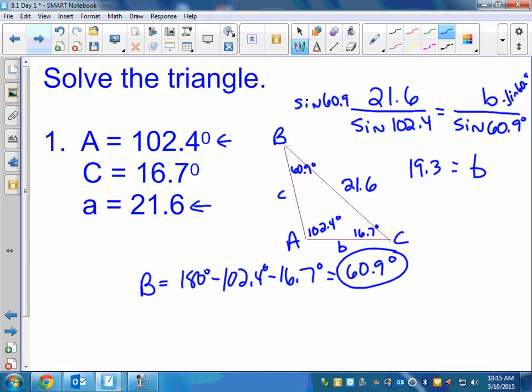Three, two, four, yeah. But since they only rounded to one decimal, we're only going to round to one decimal. Anybody else not get this? Okay, now I got it.